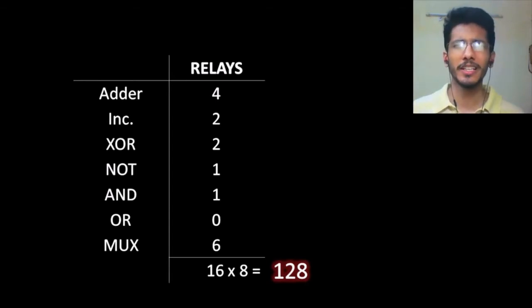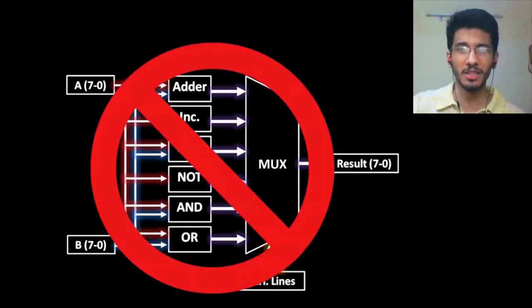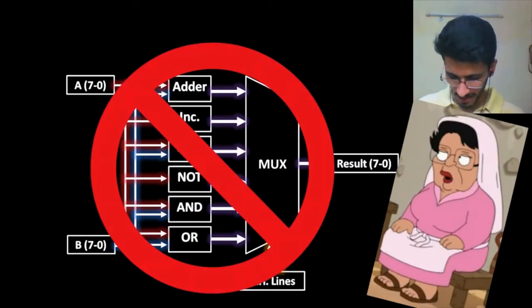Now, I don't know about you guys, but using 128 relays just to perform 6 simple operations seems kind of excessive. So this solution is a big no-no. There is a reason why I call my computer the RC275, and that is I've only used 275 relays to implement the whole computer. So it's obvious that I didn't use this 128 relay solution.